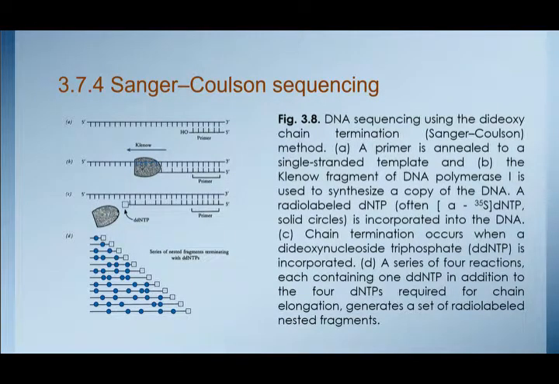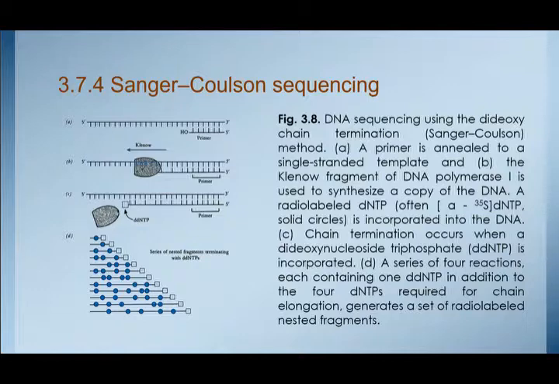Sanger-Coulson sequencing. Although the end result is similar to that attained by the chemical method, the Sanger-Coulson procedure is totally different from that of Maxam and Gilbert. In this case, a copy of the DNA to be sequenced is made by the Klenow fragment of DNA polymerase I. The template for this reaction is single-stranded DNA, and a primer must be used to provide the 3' terminus for DNA polymerase to begin synthesizing the copy.